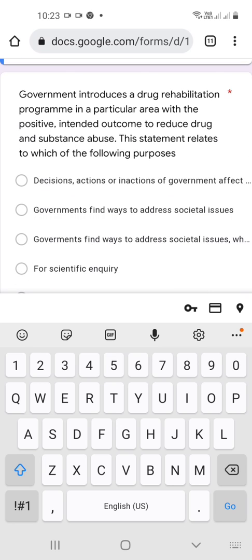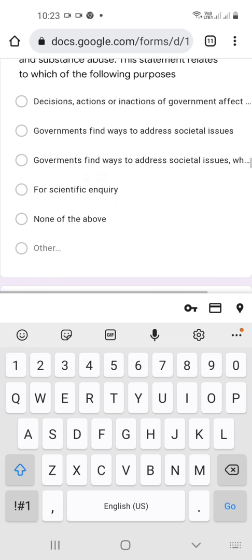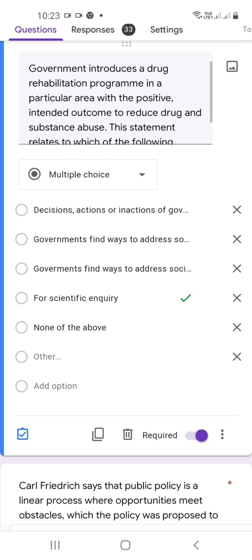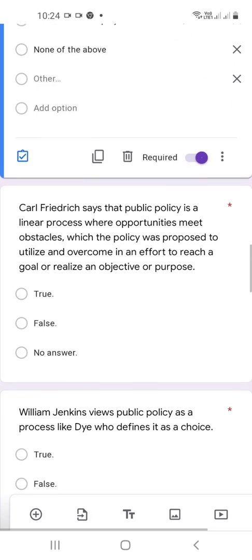Next question. Government introduces a drug rehab program in a particular area with a positive intended outcome to reduce drug and substance abuse. This statement relates to which of the following purposes? So it did not ask you or tell you to choose which is wrong, which is false, okay? It just asked which of the statements relates to what particular purpose. So the answer is, some of you, almost all of you got this wrong. So the answer is scientific inquiry. It's in the video. All of these are in the video class.